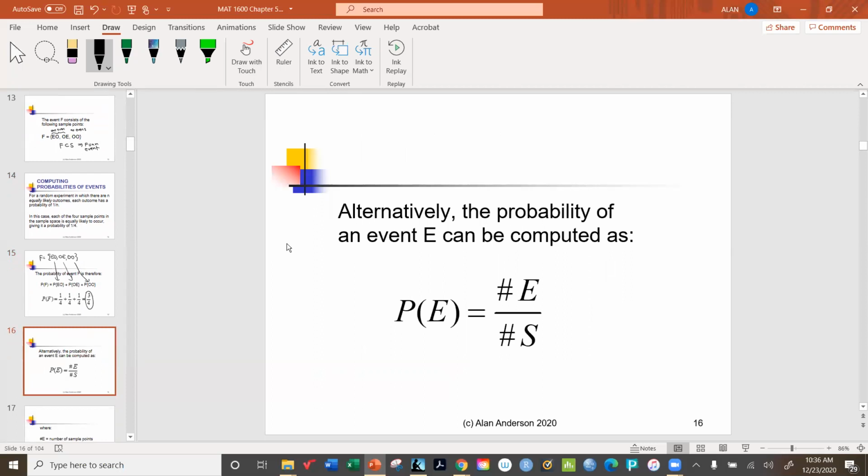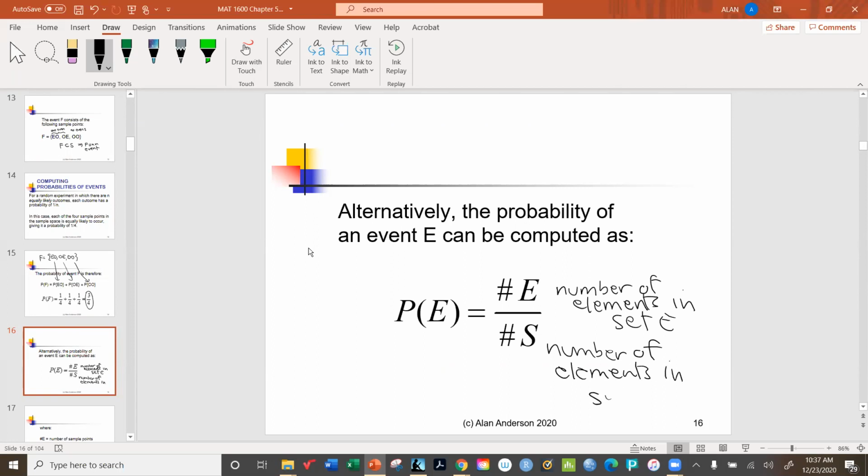Now, when each outcome is equally likely, though, we have a shortcut available to us. This notation means the number of elements in set E, and this, of course, means the number of elements in set S.